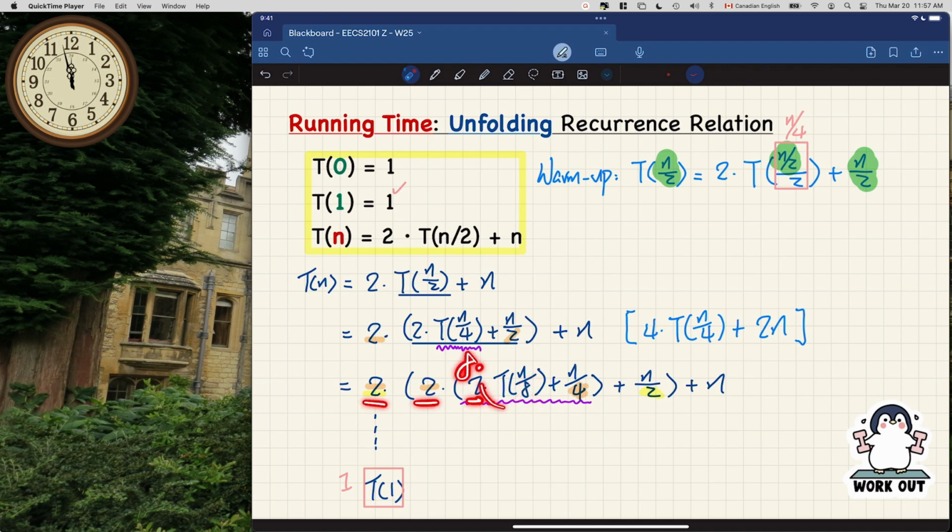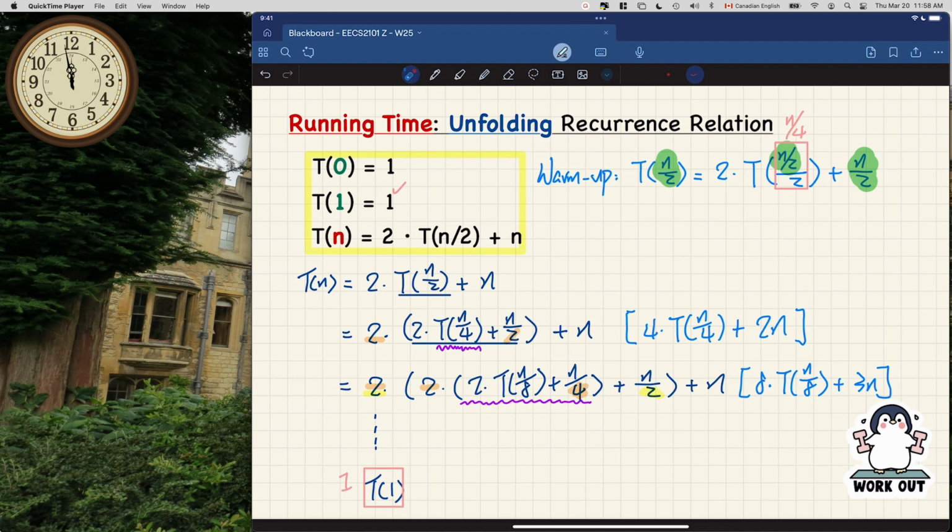8 times t of n over 8. So the simplification should be something like this. It should be 8 times t of n divided by 8, and then plus 3n. Why 3n? n here with this cancels out, and n here with this one cancels out, right? Exactly 3n. Now we should be in a good position to see the pattern. Are you able to see it? Somehow? Much easier, I can tell you.